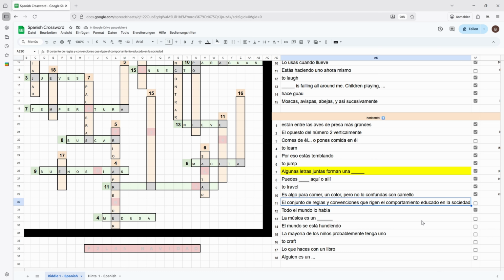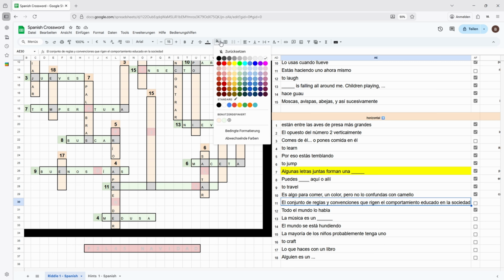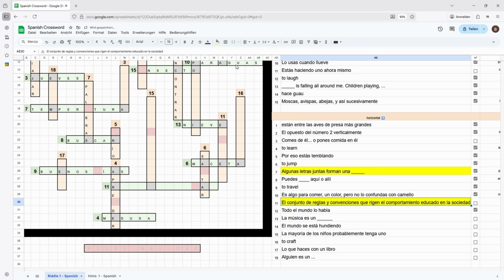"El conjunto de reglas y convenciones que rigen el comportamiento educado en la" a set of rules, conventions. A set of rules and conventions for the society. I think that should be society. I think that it's written wrong, but I think it should be society. And Verhalten. So interact, how to interact with each other. Use an etiquette. So etiquette.